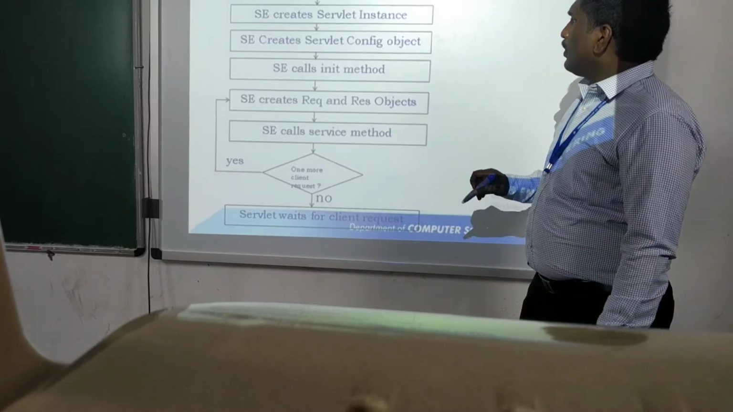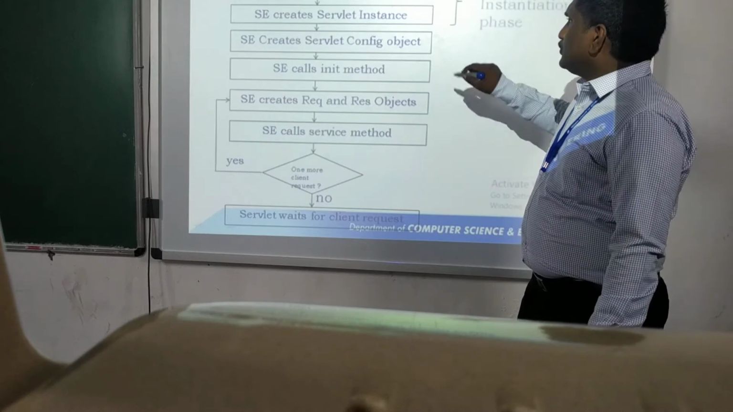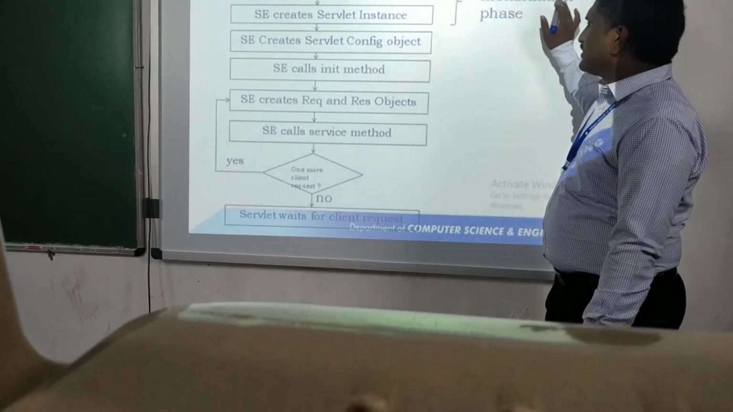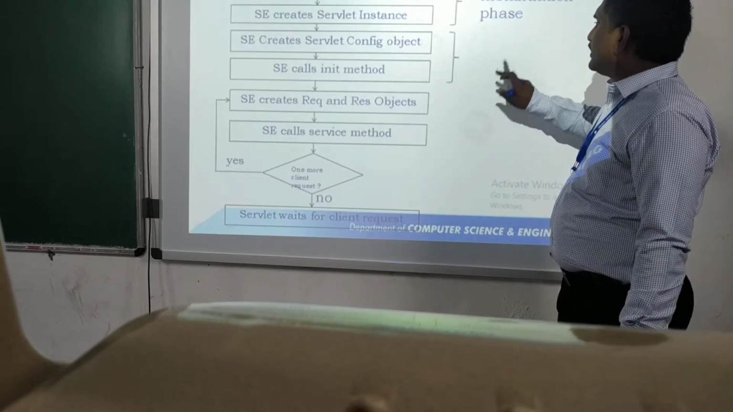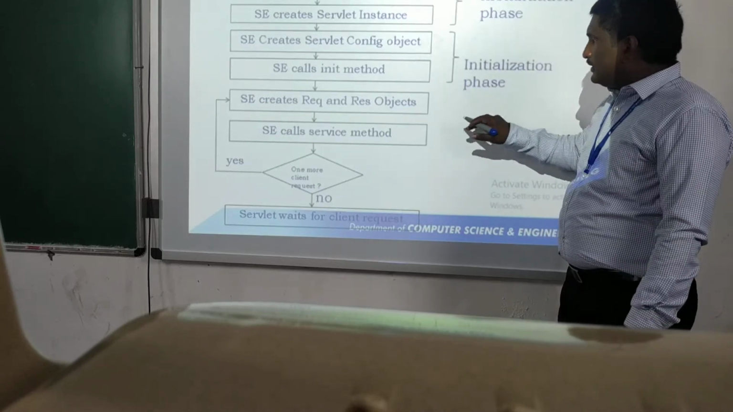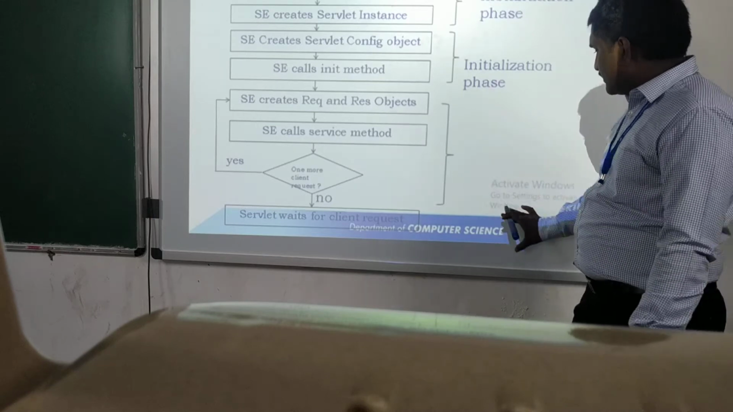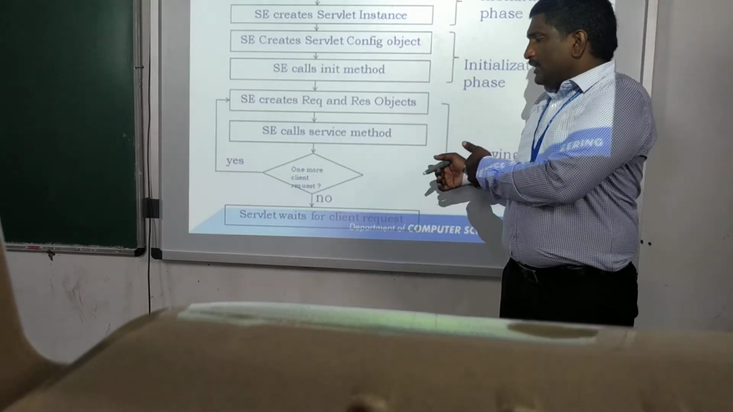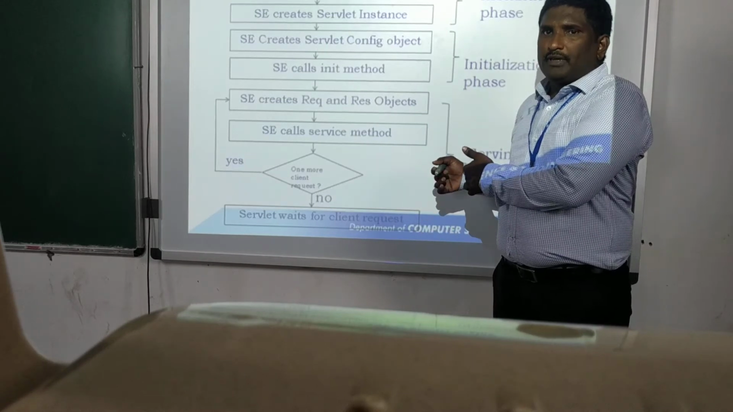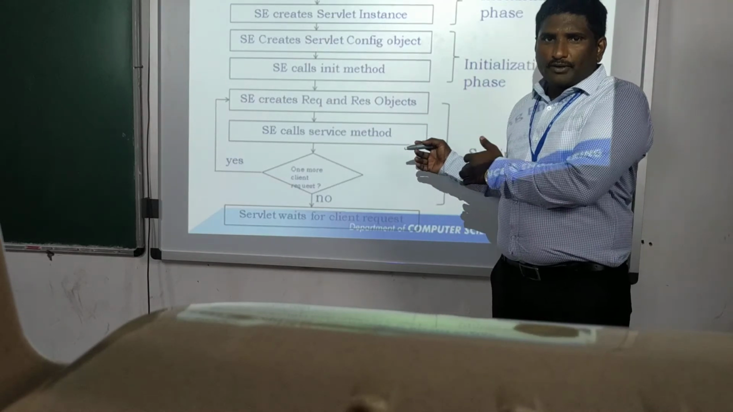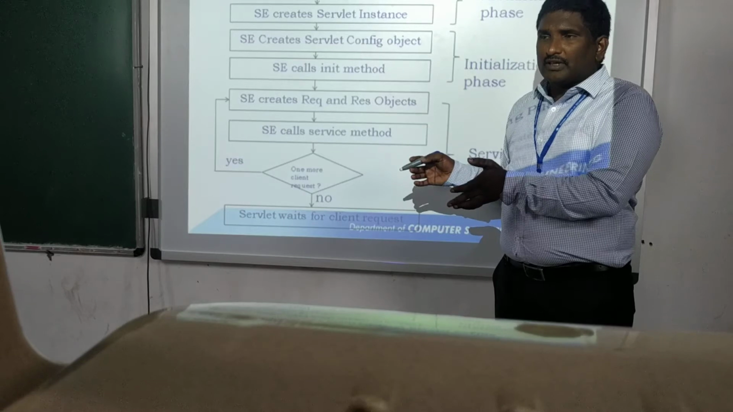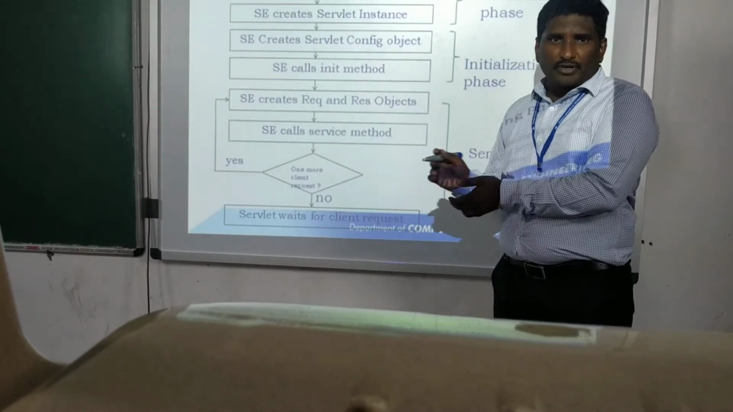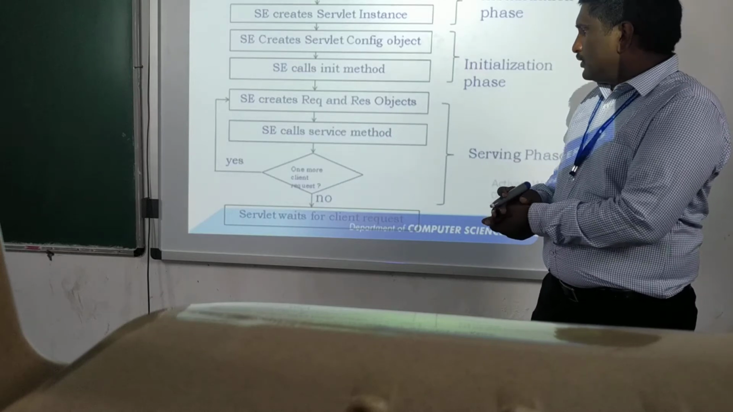So what we discussed: these 2 flow charts come under the instantiation phase, and these 2 come under the initialization phase, and then this total comes under the serving phase. After maybe 30 minutes, or whenever the object is not referenced by any object reference, the garbage collector collects the corresponding servlet object.